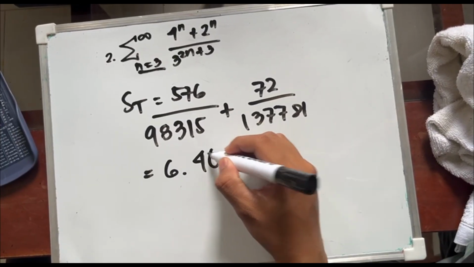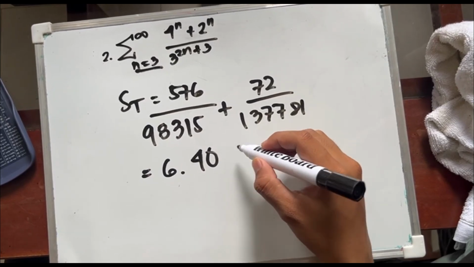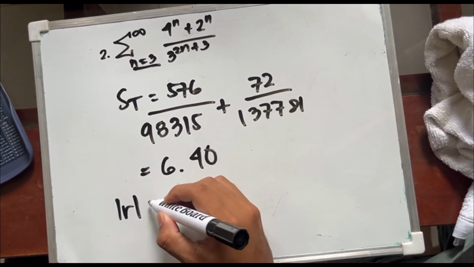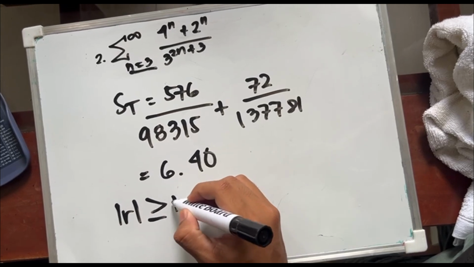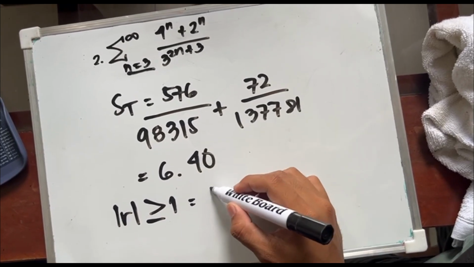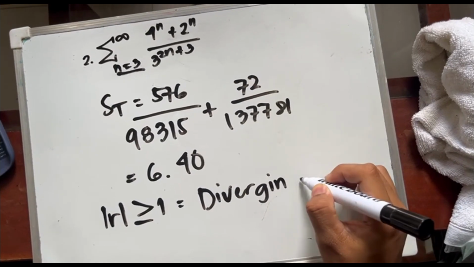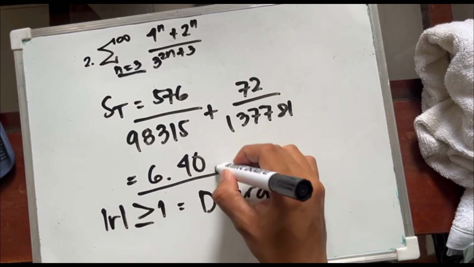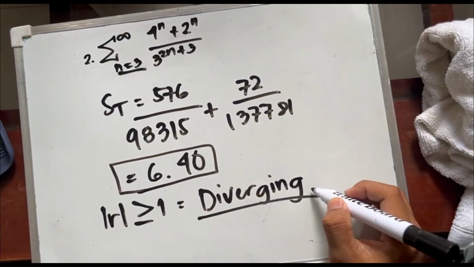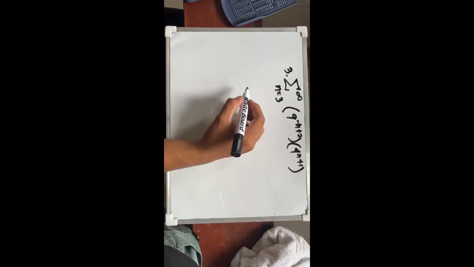Now, let's add the results of both series. ST equals 576 over 98315 plus 72 over 137781 equals 6.40. So, r greater than 1 is diverging.